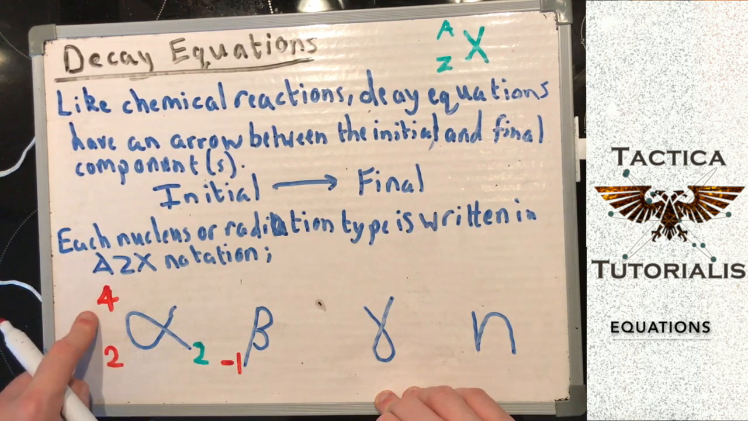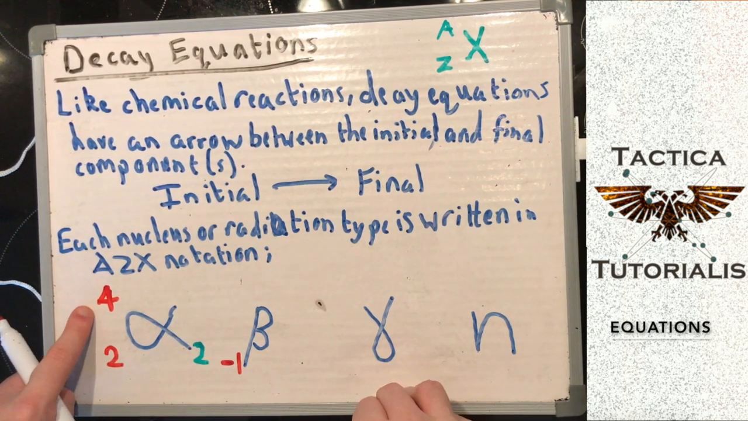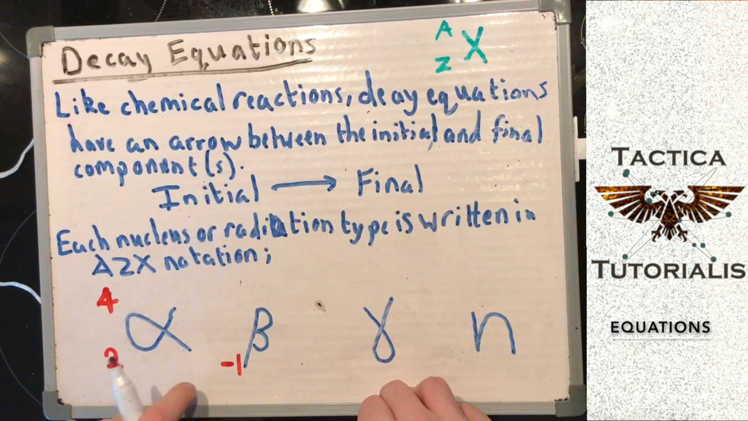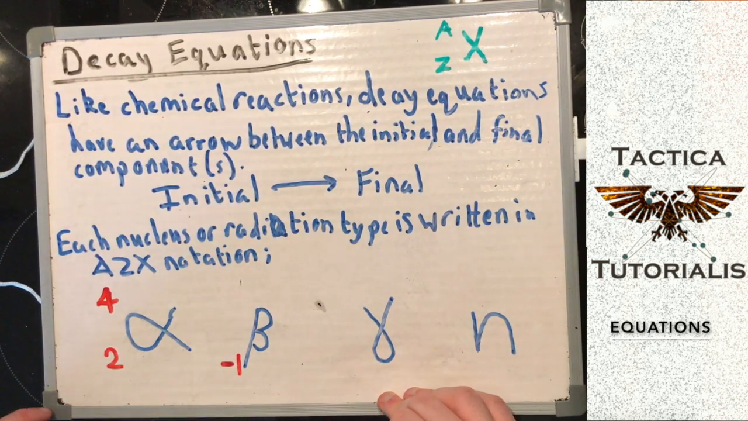And we talked about that actually in the properties of radiation lesson. We said that it has an atomic mass of 4, because it's made of 2 protons and 2 neutrons.